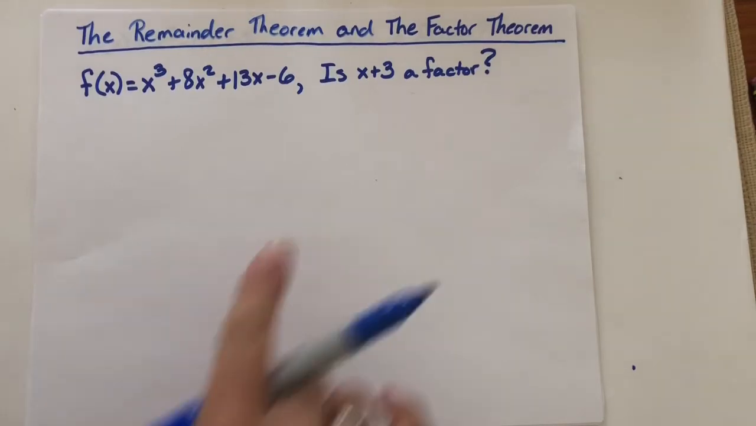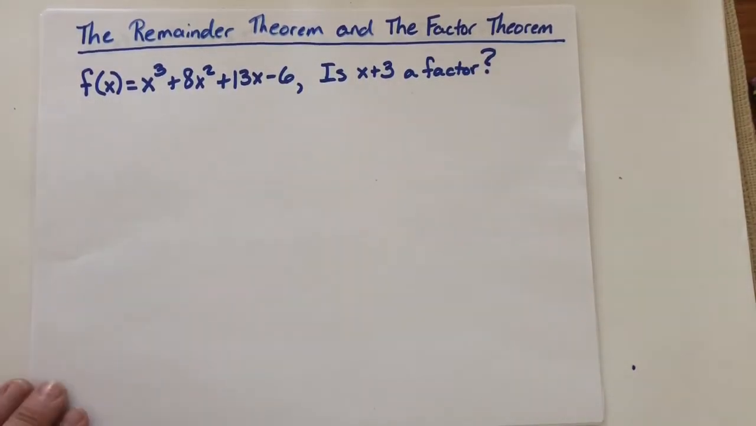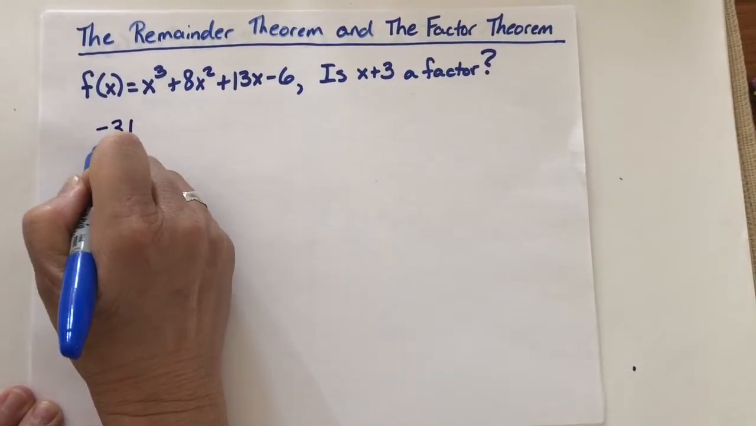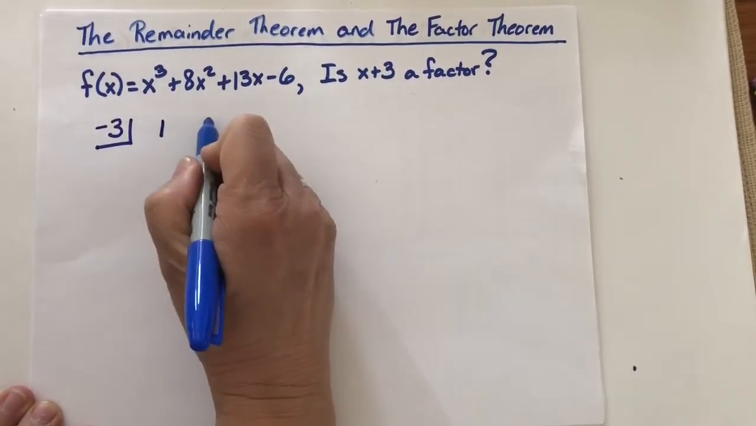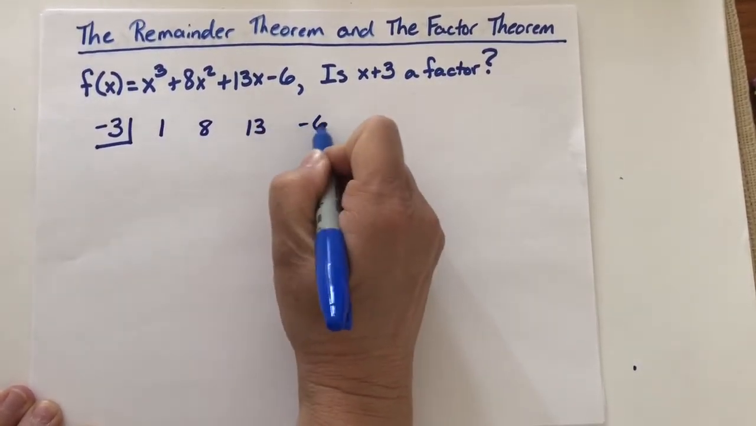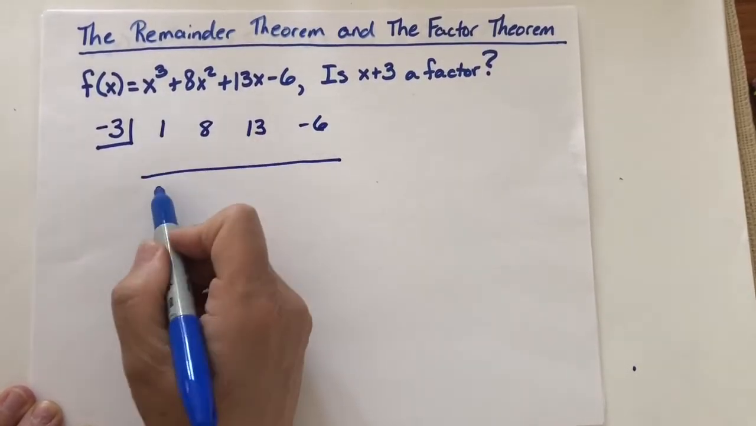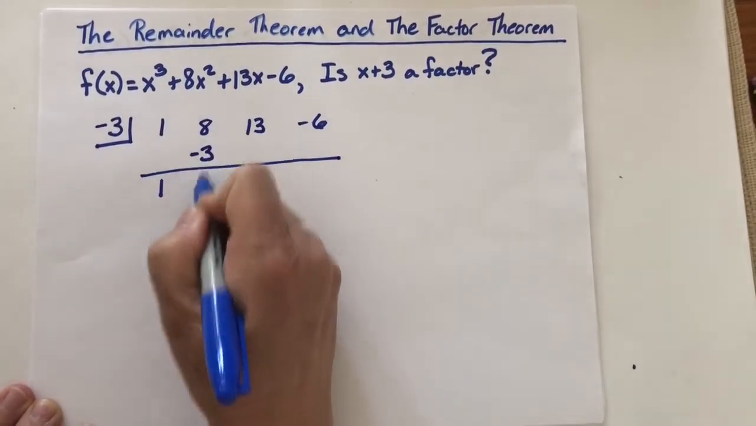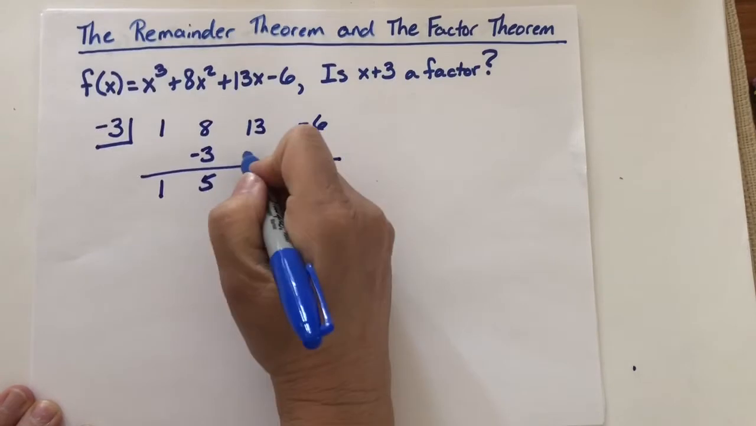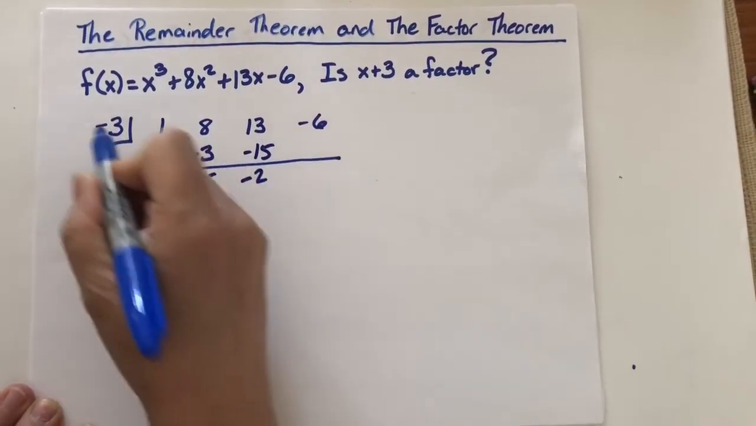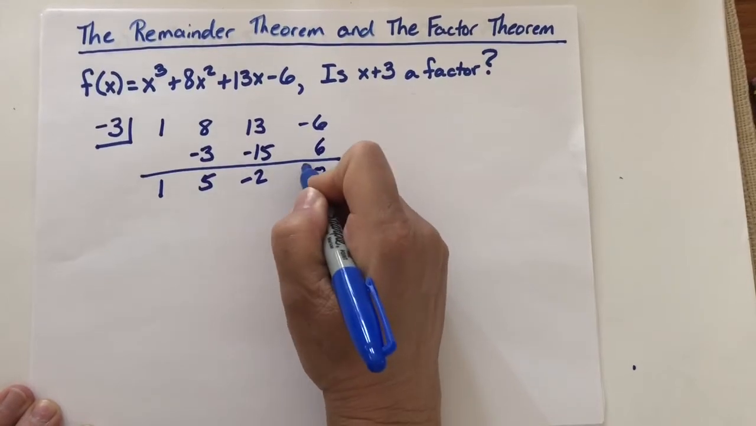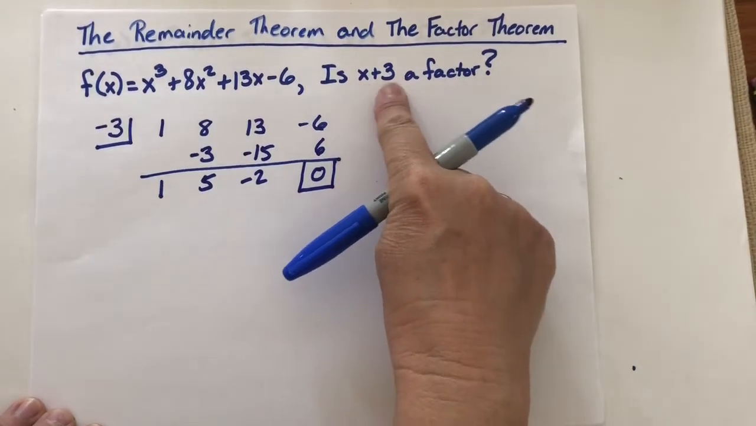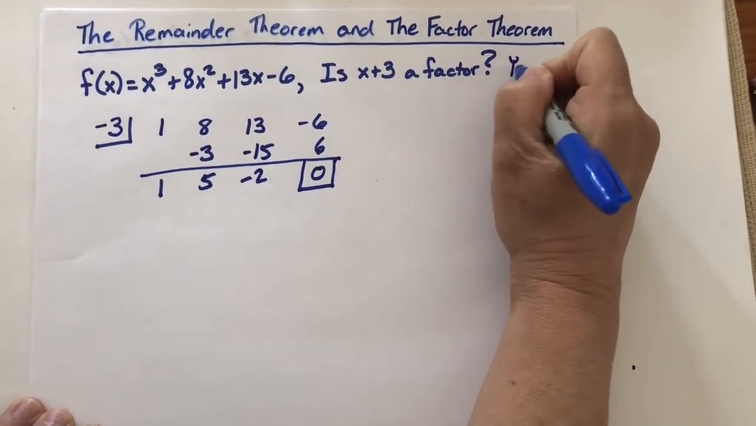To do that, we could do long division or synthetic division, but since we've done synthetic division, let's do that. We have x plus 3 here, so that means we have a negative 3 right here. Our coefficients of our polynomial are 1, 8, 13, and negative 6. I bring down the first number and multiply these together, write it down, and add. Continue. And one more time. And we know we have a remainder of 0. So the answer to is x plus 3 a factor, we now know is yes.